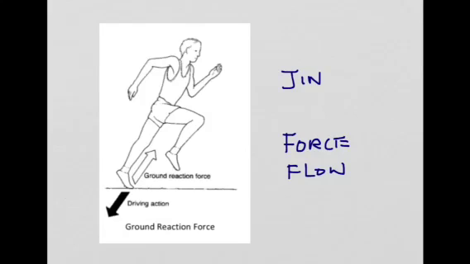There are 5 types of Jing in Tao sets, and Jing I translate as force flow. It is the 5th element of the 6 core elements. The 6 core elements are defined as the physical body, which includes the joints or the 7 bowls, and then the mind, the breathing, the qi, the jing or force flow, and the momentum.